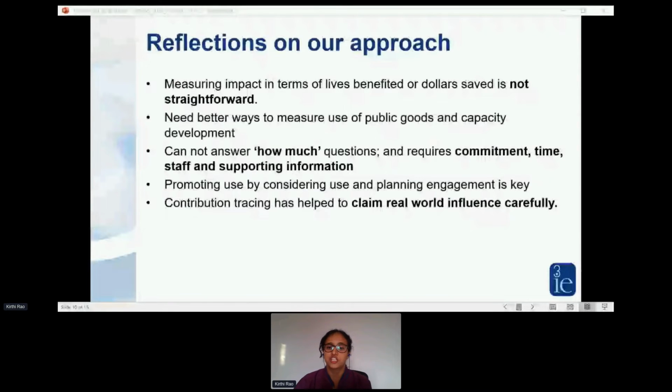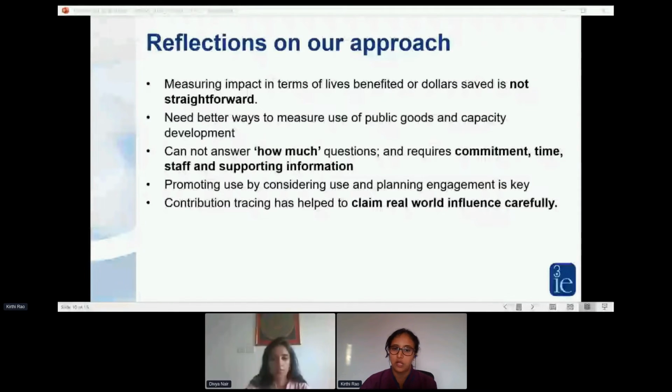We are also trying to find better ways to count contributions which may not be directly linked to evidence per se. To recap an issue that I mentioned before, our approach does not answer the how much or the extent of contribution questions. The approach also requires a lot of commitment and persistence in following up with evidence users. If we find that the most critical item of proof is testimony from a user, it may really need some time and commitment. Also, we do require supporting information.